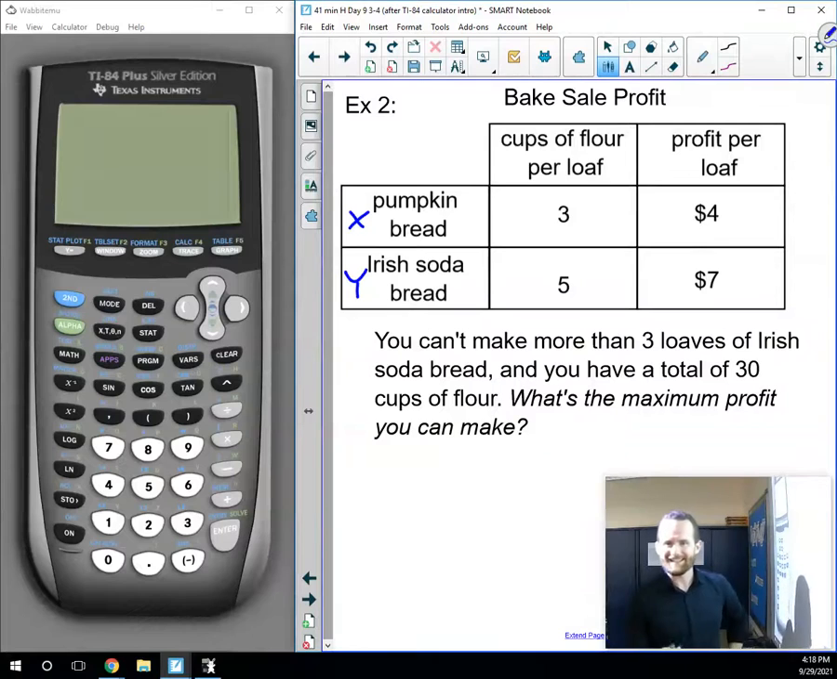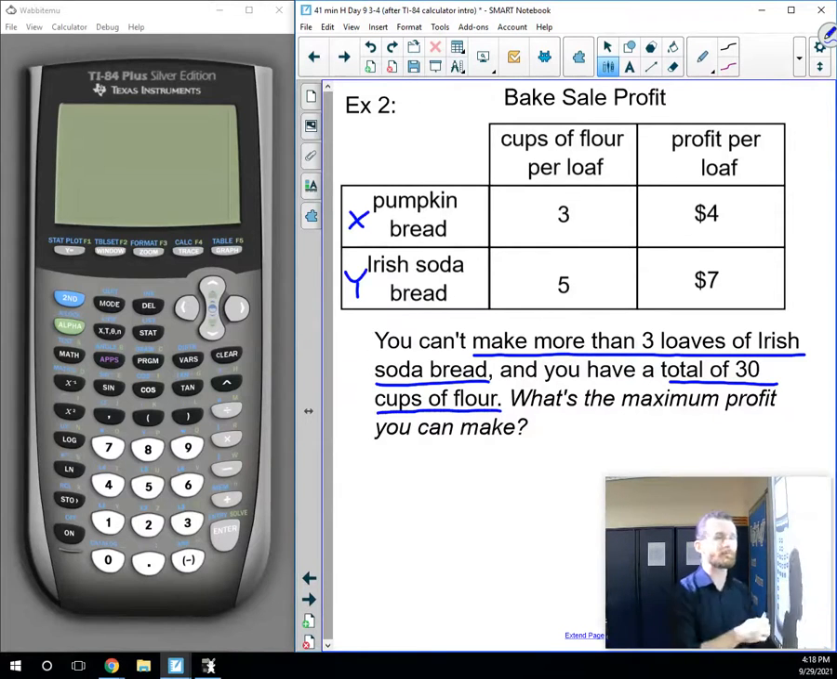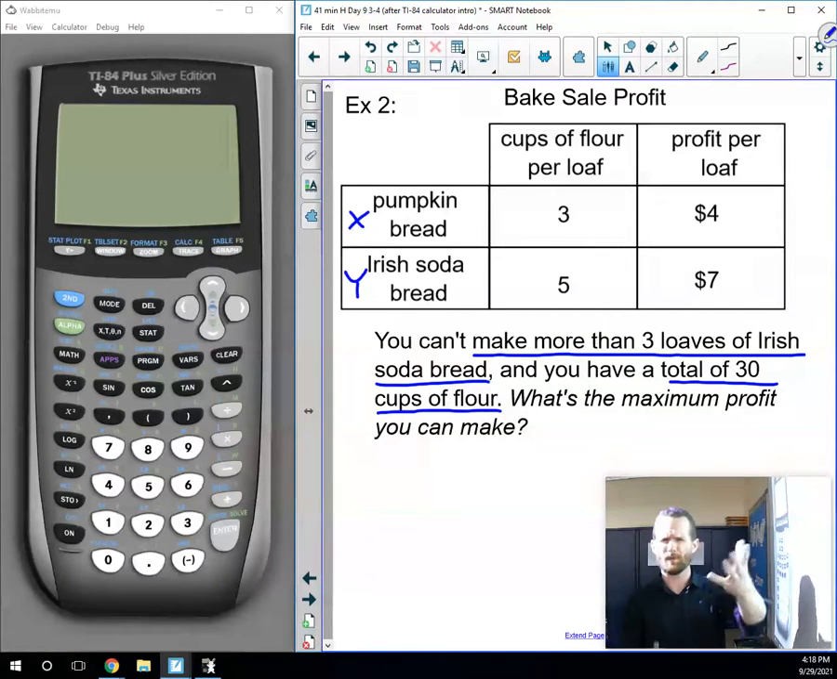Let's keep reading. It says you can't make more than 3 loaves of Irish soda bread. Okay, so that's a constraint. Can't make more than 3 loaves of Irish soda bread, and you have a total of 30 cups of flour. That's going to be another limitation. Because remember, we can't just make a billion of each of these. There's limitations. We've only got so much flour to work with, and we can only make 3 loaves of Irish soda bread. Maybe we only have 3 pans for that particular type of bread or something.